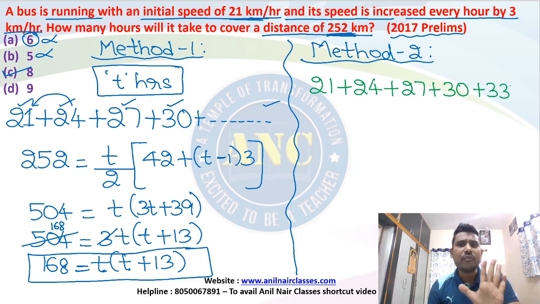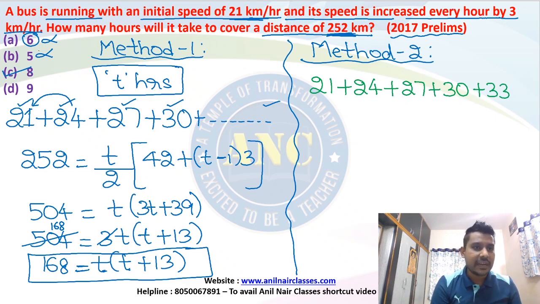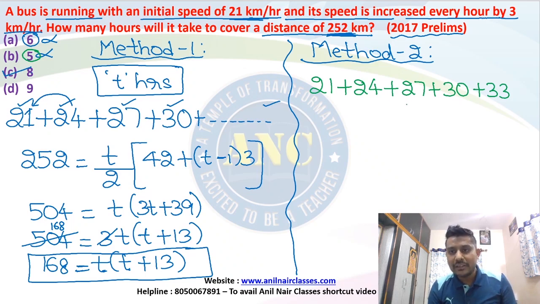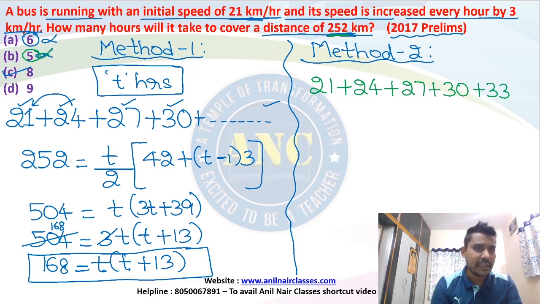Why did I write 5 terms, or why did I write till 5 hours? Because the second option says 5 hours. That means when I add all these 5 terms, the sum should become 252. The sum, is it 252? No, it is not 252, because 20, 60, 90, 120 plus remaining small bits also, if you add, you will not get 252. That cannot be the answer.